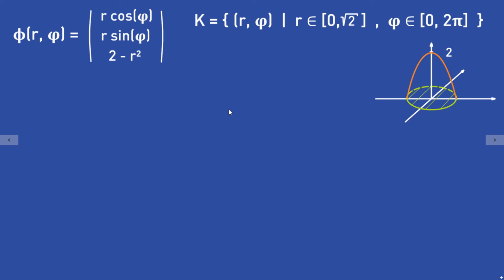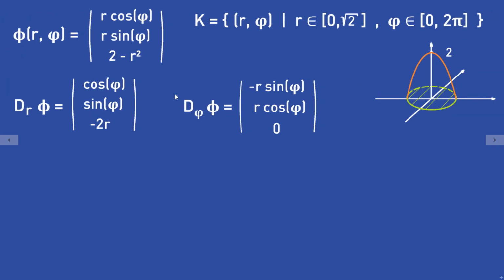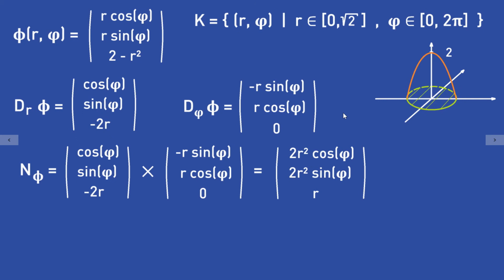Now we have to differentiate this phi with respect to r and phi. So we have done this here and there. You can check this yourself. Then we have to find the normal vector. So we have to calculate the cross product of these two vectors, which we have done here.